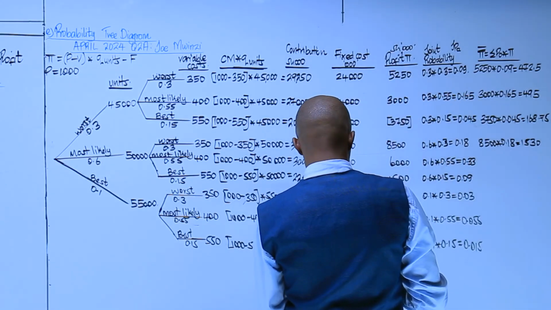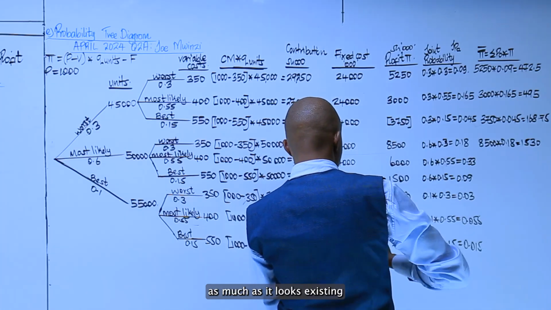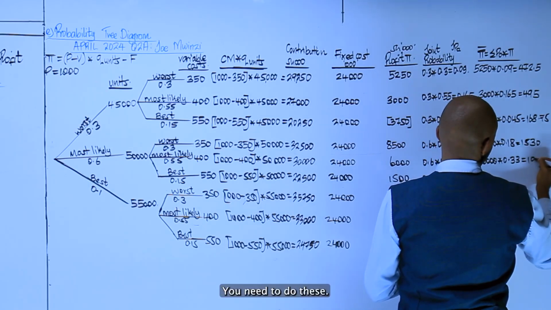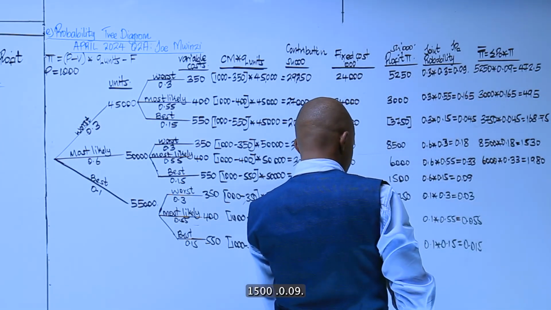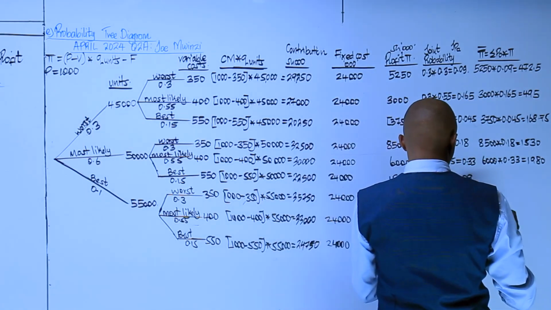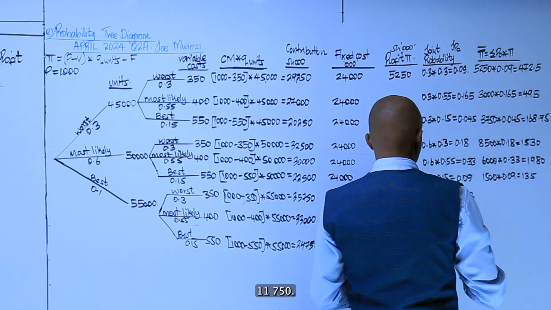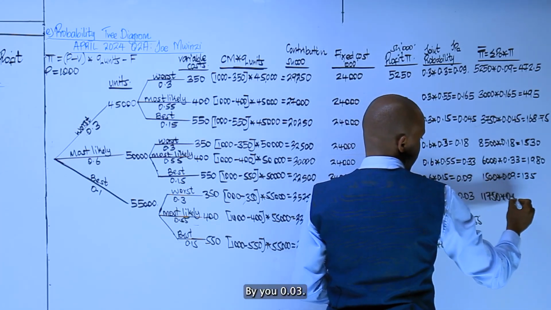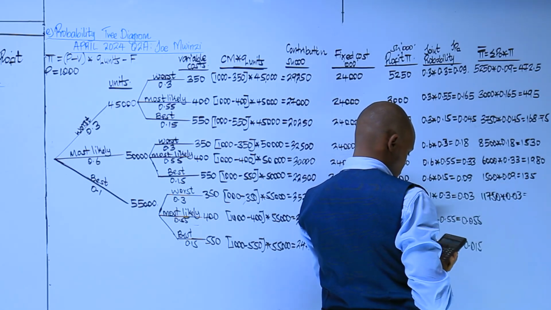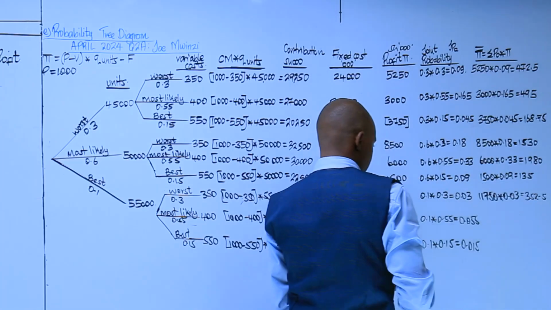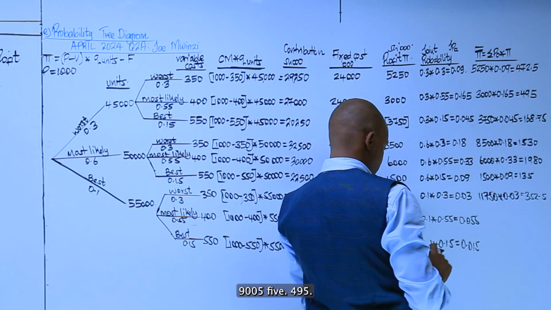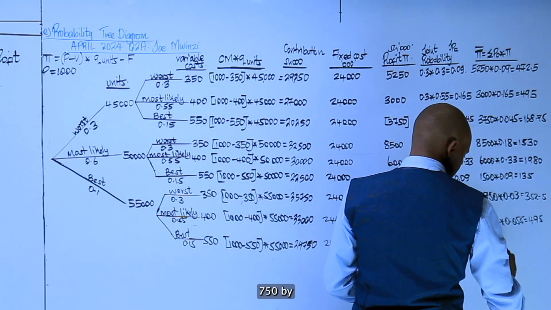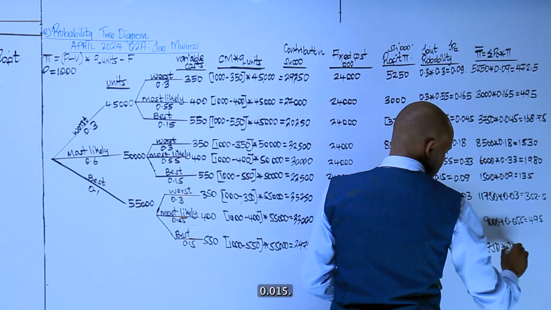It is very, very necessary. As much as it looks exhausting and very involving, you need to do this. 1500 by 0.09, 135. 11750 by 0.03, 352.5. 9000 by 0.055, 495. 750 by 0.015, 11.25.